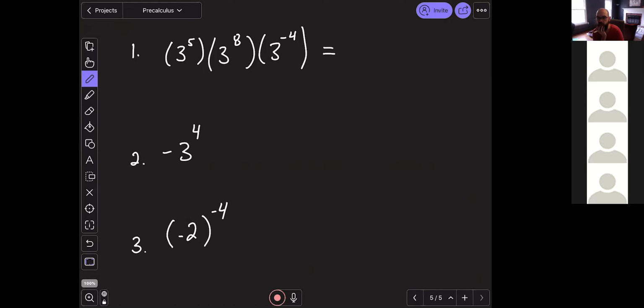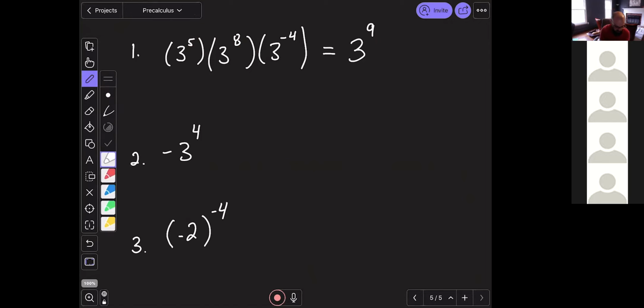So what did you all get for number one? 3 to the 9? Yeah, so we got 3 to the 9. Yep, so when you look at this right here, you're just going to add these up. So you take 5 plus 8, that's 13, minus 4 is going to give you 9. Right, so this was our rule for adding exponents, right? So we went through and added our 3 exponents here.